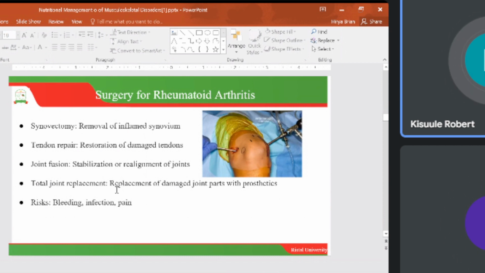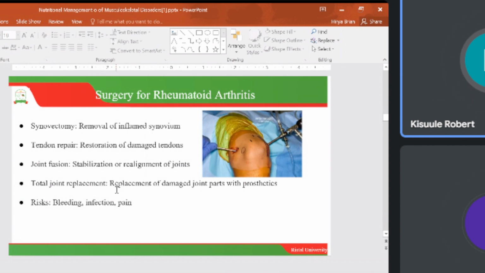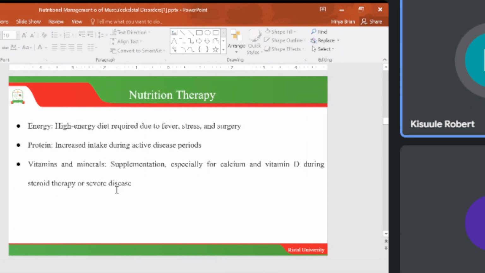And then at the end of the day, if things have failed completely, then there will be a total joint replacement. I think you've heard of people who have had hip replacement or knee replacement, and all these might be necessary for people who are experiencing rheumatoid arthritis. During these procedures, the damaged joint surfaces are replaced with artificial implants, such as those plastic kneecaps, to restore the function and also relieve the pain the individual is suffering from.